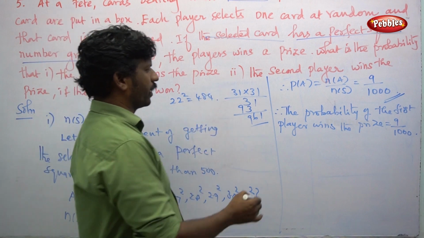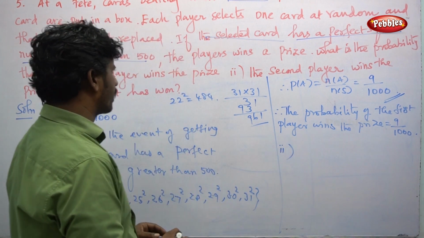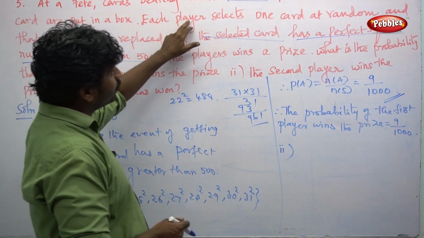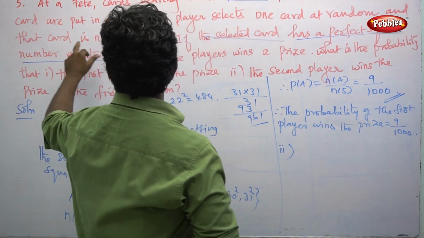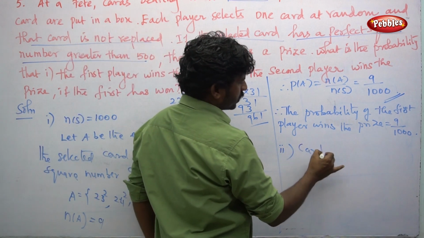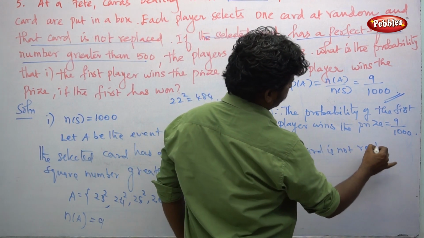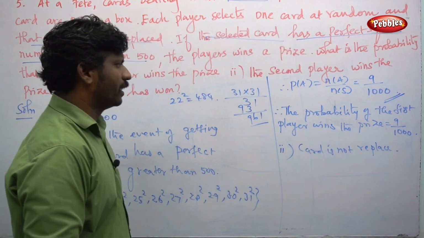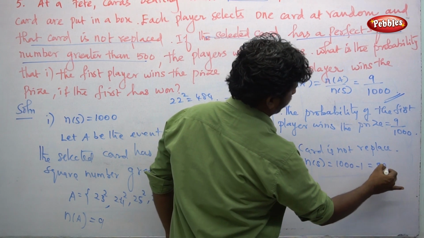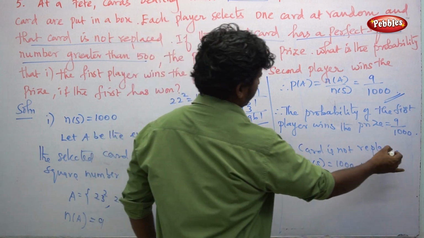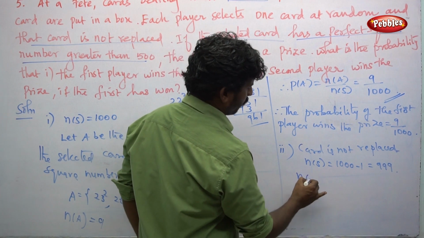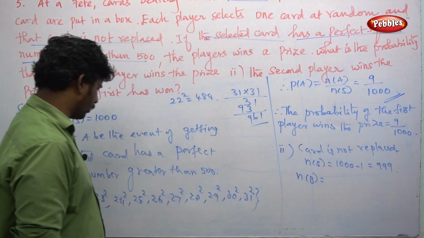Now see the second point. The second player wins the prize if the first has won. See here what is given: each player selects one card at random and the card is not replaced. See this condition, the card is not replaced. So which means what? From the N of S we took, we have to subtract one, right? So 999. The card is not replaced, so one card has to be subtracted, right? Similarly, take event B here: N of B is equal to N of A, how much came? 9.